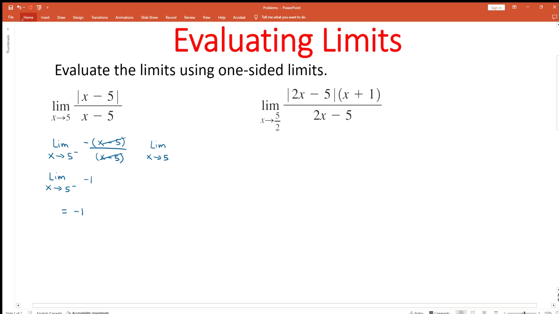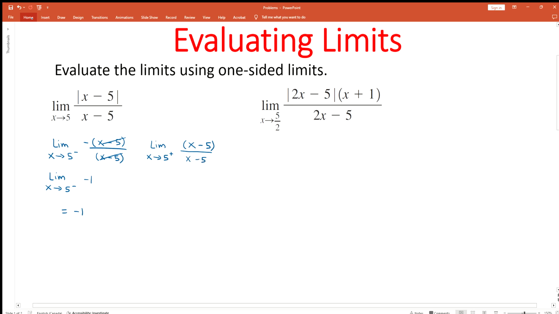We should put a small plus sign on 5 for the right-hand limit. We have to get rid of the absolute value function in the numerator. Since we are finding the right-hand limit, we have to approach 5 from the right side. So the value of x will be greater than 5. In that case, the value of the expression x minus 5 will be positive. So we can write the absolute value of x minus 5 as just x minus 5 because the value of this expression will be positive because we are approaching 5 from the right side. That means x value will be greater than 5.